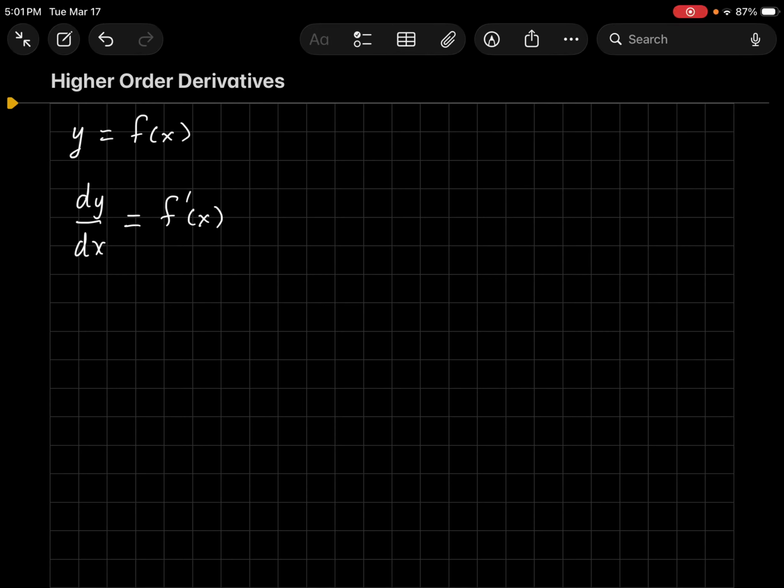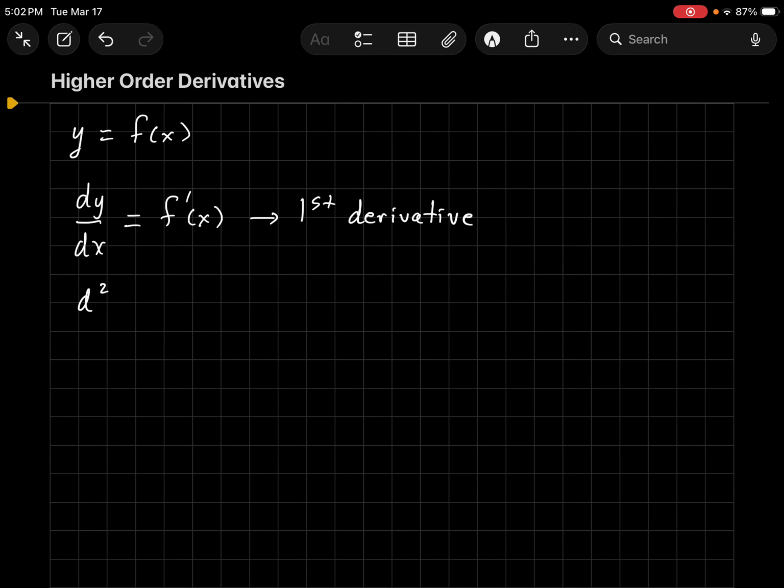Higher order derivatives. If y equals f of x, then its derivative is dy dx or f prime of x. We often call this the first derivative. Let's look at notation for higher order derivatives.